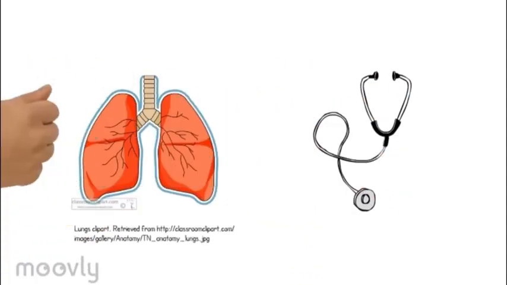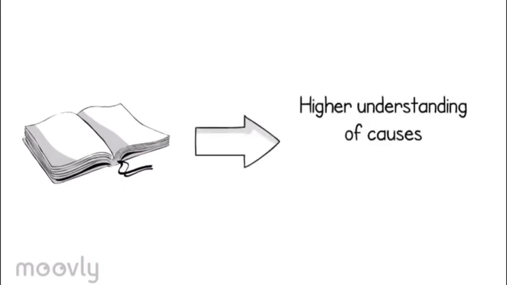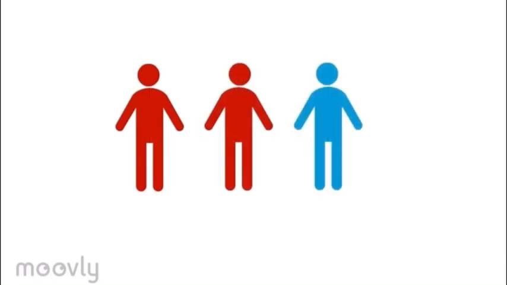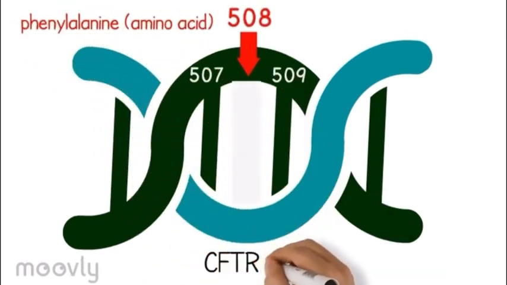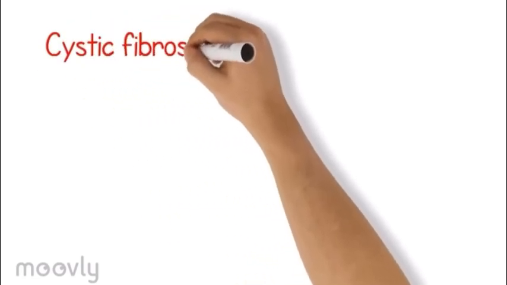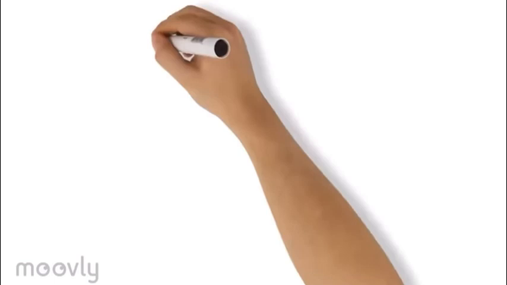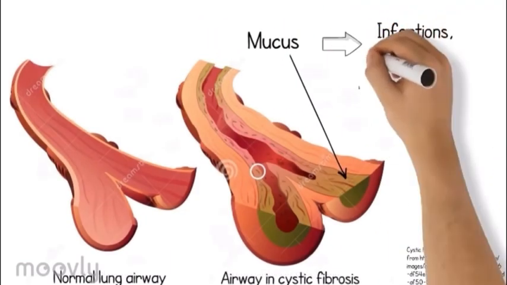Now that we know more about the disease itself, let's talk about what organs are affected and the various treatment options available. Recent studies have shown a higher understanding of the underlying causes of cystic fibrosis at a genetic level. More than 1,500 genetic mutations have been linked to the onset of this disease. However, the most relevant mutation, found in 66% of affected patients, is the deletion of the phenylalanine in position 508 on the CFTR gene. This inherited disease mainly affects the lungs, pancreas, liver, intestine, and sinuses. The most prominent organ affected is the lungs. Excess mucus causes infections and eventual permanent lung damage.